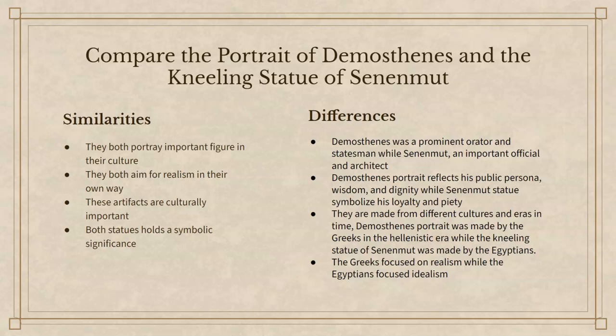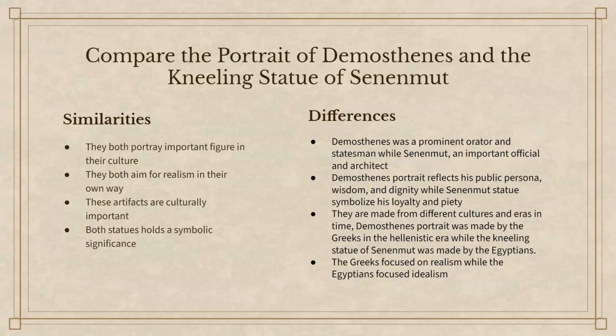Egyptian society. Their posture. While the kneeling statue of Senenmut shows him in a more formalistic and reverential pose, emphasizing humility and devotion common in Egyptian art, Demosthenes' portrait likely captures a thoughtful and dignified pose meant to express his intellectual prowess. Despite the difference, both poses convey important aspects of their subjects' roles in society: Senenmut's devotion and Demosthenes' intellect.